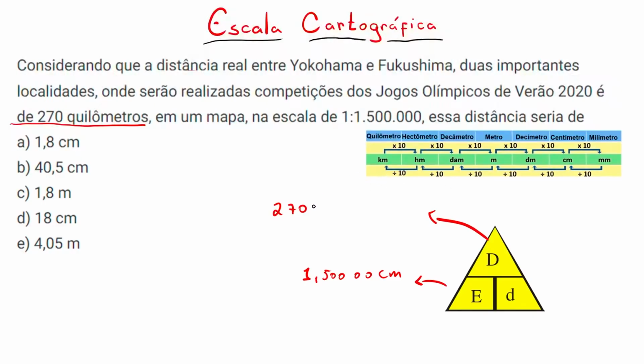So I add them here. 1, 2, 3, 4, 5. What number is this? 27 million, okay? In centimeters. Now I can go ahead and do the calculation. But look, remember what I said in the previous exercise? If I have the big D and the scale, what do I need to do? Divide one by the other.